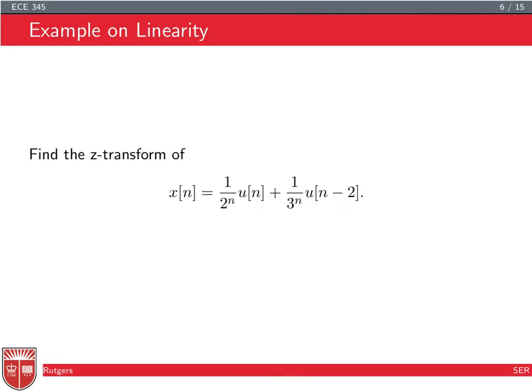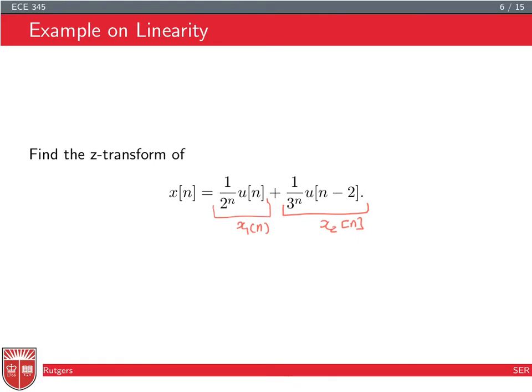Let's put what we learned so far into action and work out an example. The example is to find the Z-transform of the following signal: x of n is equal to (1/2)^n u of n plus (1/3)^n u of n minus 2. You can see immediately that this signal has two parts. The first part is signal 1, which we can call x1 of n, and this is part 2, which is x2 of n.